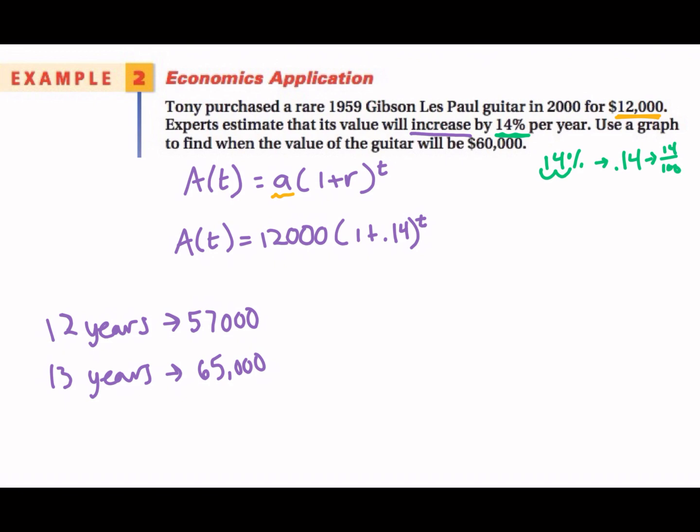In Desmos, it's much easier to find exactly how many years. Maybe it's about 12.25 years. But for this problem, the way we're going to answer it is we're going to say it's between 12 and 13 years. So if it started at year 2000, we're going to say between 2012 and 2013, the guitar will be $60,000.